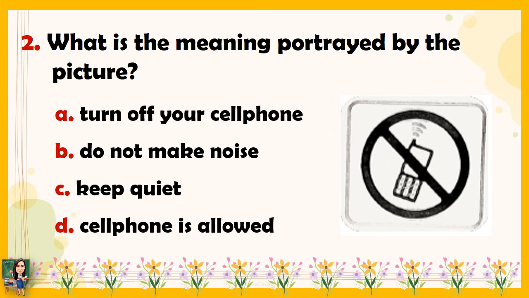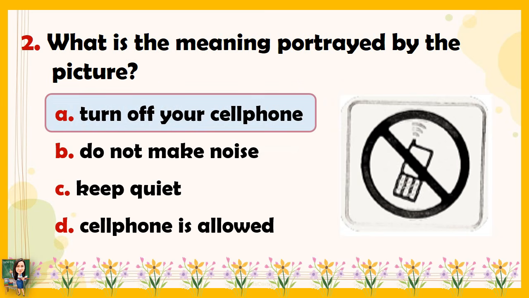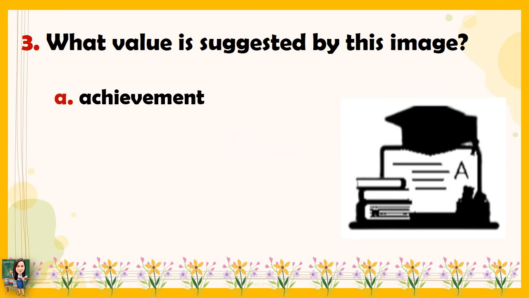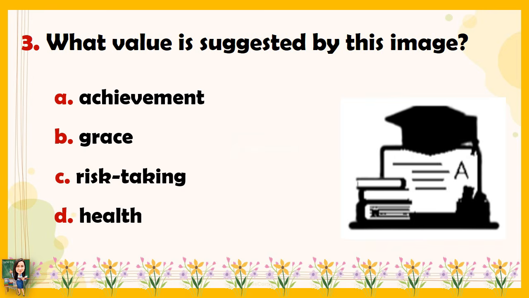Very good. The correct answer is letter A. Turn off your cell phone. Number 3. What value is suggested by this image? A. Achievement. B. Grace. C. Risk-taking. D. Health. What is the correct answer? Very good. The correct answer is letter A.